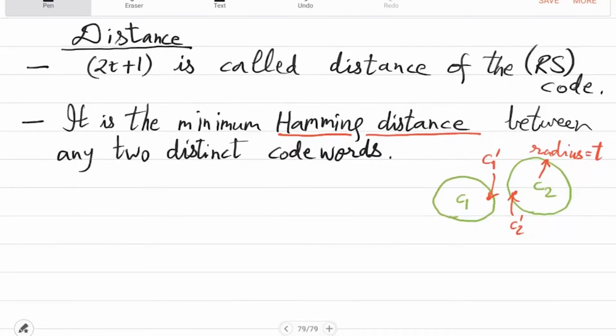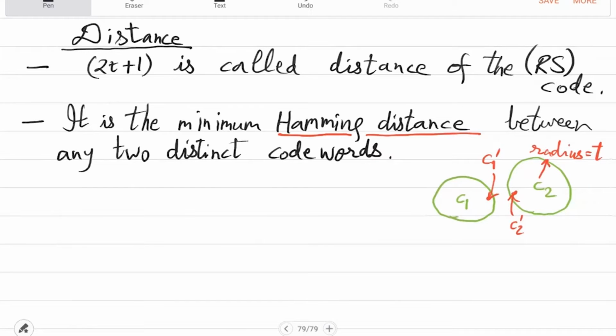that corrupted code word will correspond to two balls, and then you cannot distinguish how it arose, what was the message. So the balls really have to be non-overlapping, right? So whatever is your desired error tolerance, distance has to be strictly twice as big. So that is it.